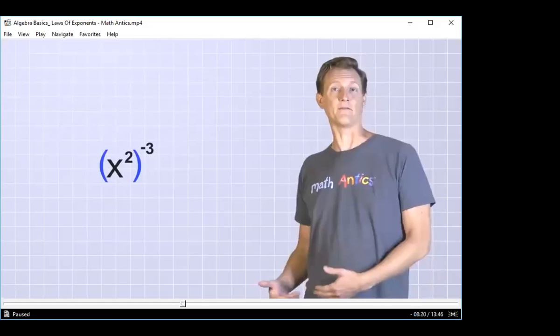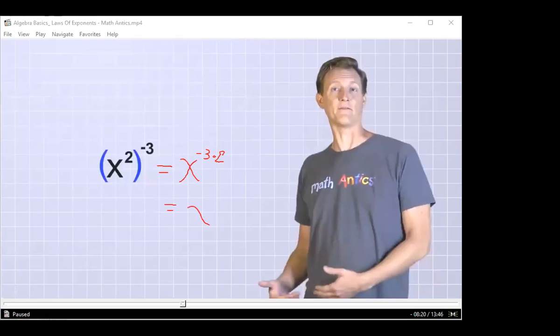How can we solve this question? We will keep what? We will keep the x. Yes, we will keep x. And then what do we have to do with the exponents? Multiply them. Exactly. So it will be negative 3 multiplied by 2. So the answer will be x to the power of negative 6 in simplest form.